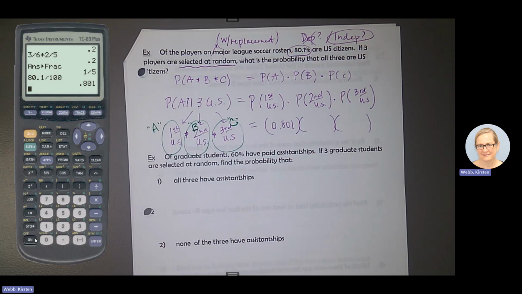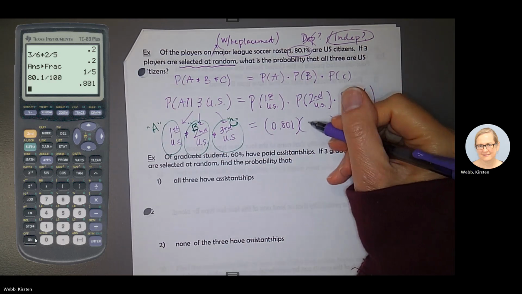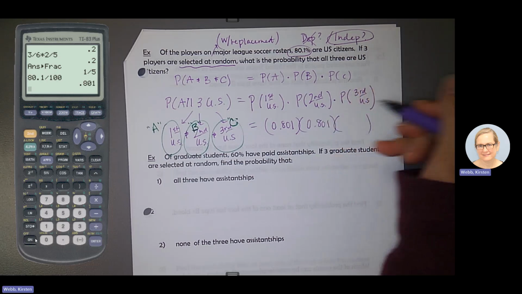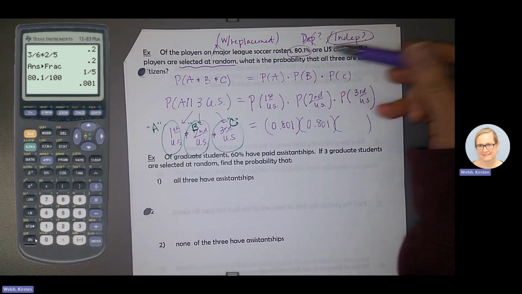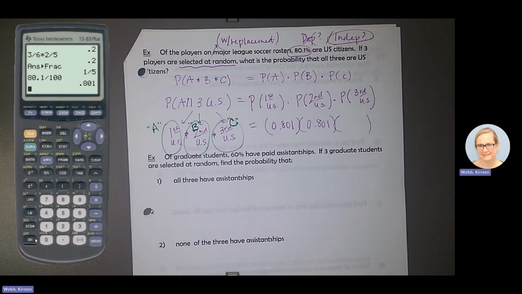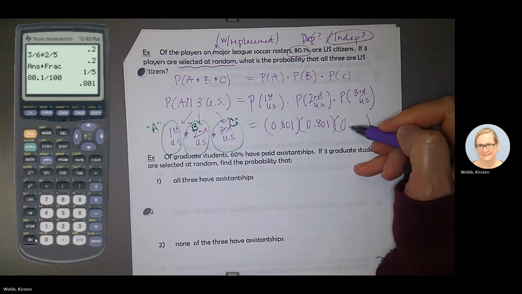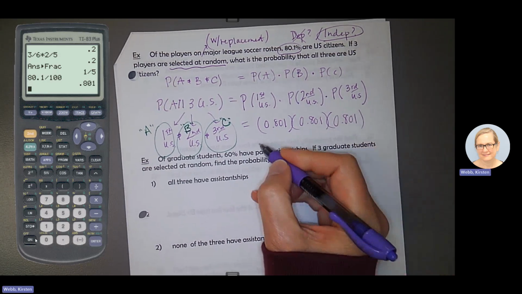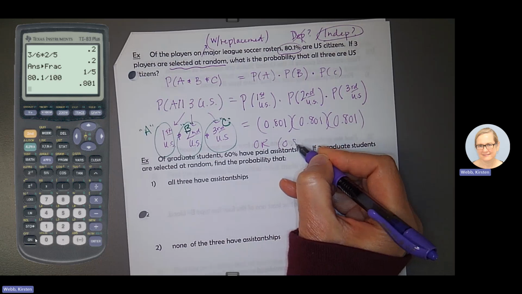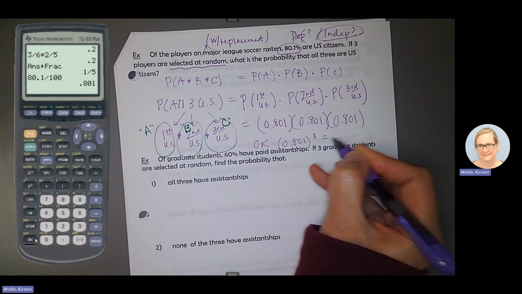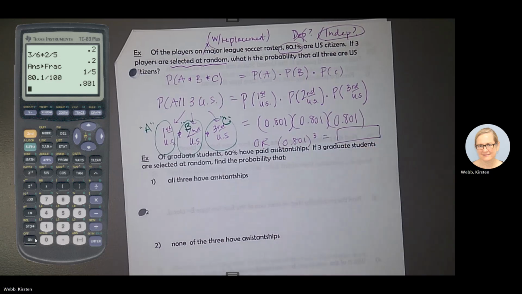So remember that name is replaced, goes back on the list. We have the same master list when we go to pick our second name. What would the probability be for a US citizen this time? The same, that's right. And a good thing too, because that's the only number we have. And then that again for the third one. That's right. So we're really just raising 0.801 to the third power when we multiply it by itself 3 times.